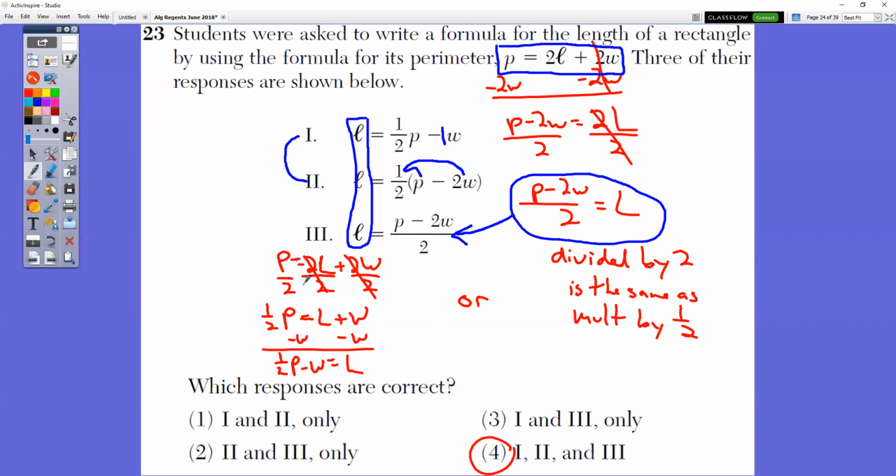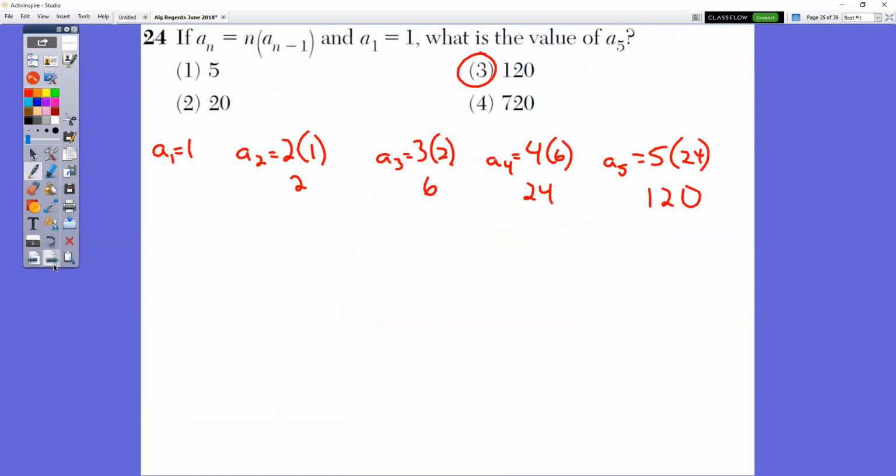Another completely different way to rearrange it, because we have a 2 in front of the L and a 2 in front of the W, is to divide all of these by 2. If we divide each term by 2, P divided by 2 is really just 1/2 P. All right, that's just a different way to write it. Those 2's cancel out. Those 2's cancel out. So you just have L plus W. To get the L all by itself, minus W, those cancel out. So we end up with 1/2 P minus W, which is what we have here, which is what we have here. All 3 choices work, so it would be choice 4.